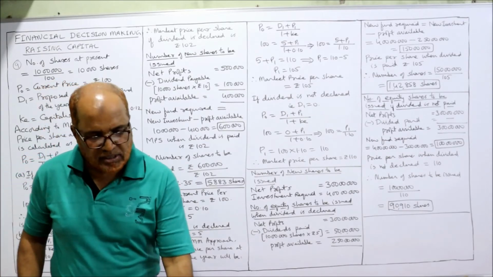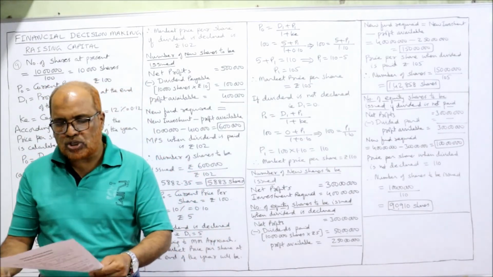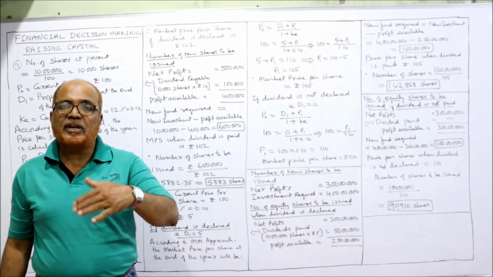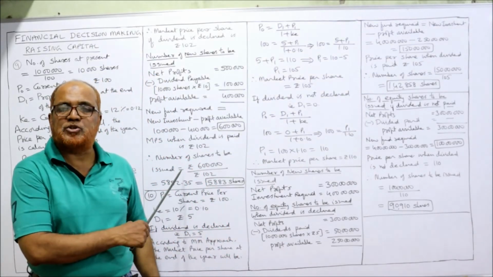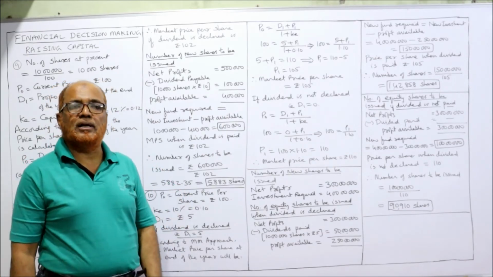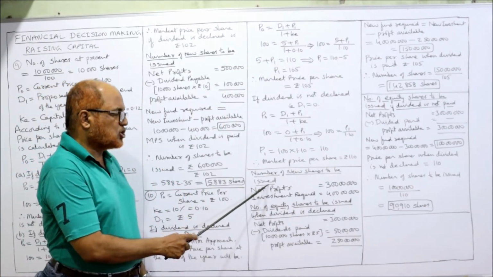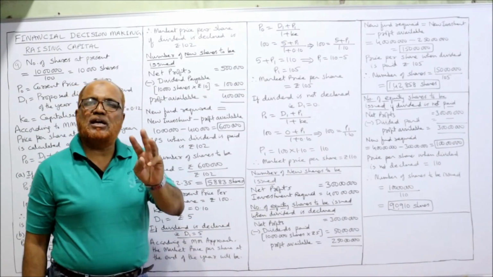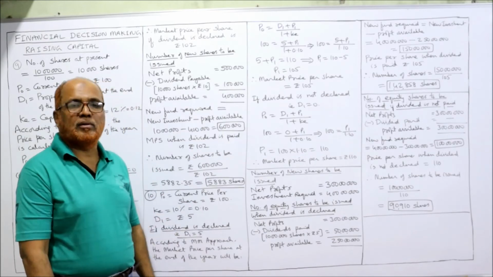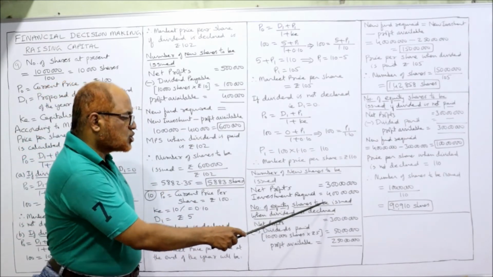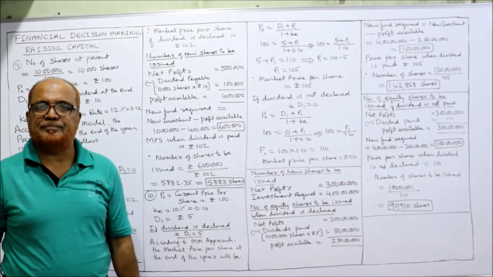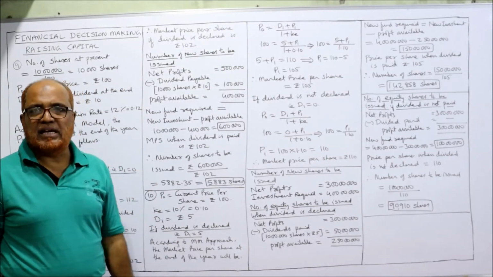Now the second question is, how many new shares are to be issued under both options? That means we have to find out how many new shares are to be issued when dividend is declared and when dividend is not declared. So, number of new shares to be issued. Net profits are 3 crore, whereas new investment is 4 crore, right? The number of equity shares to be issued when dividend is declared, first option.